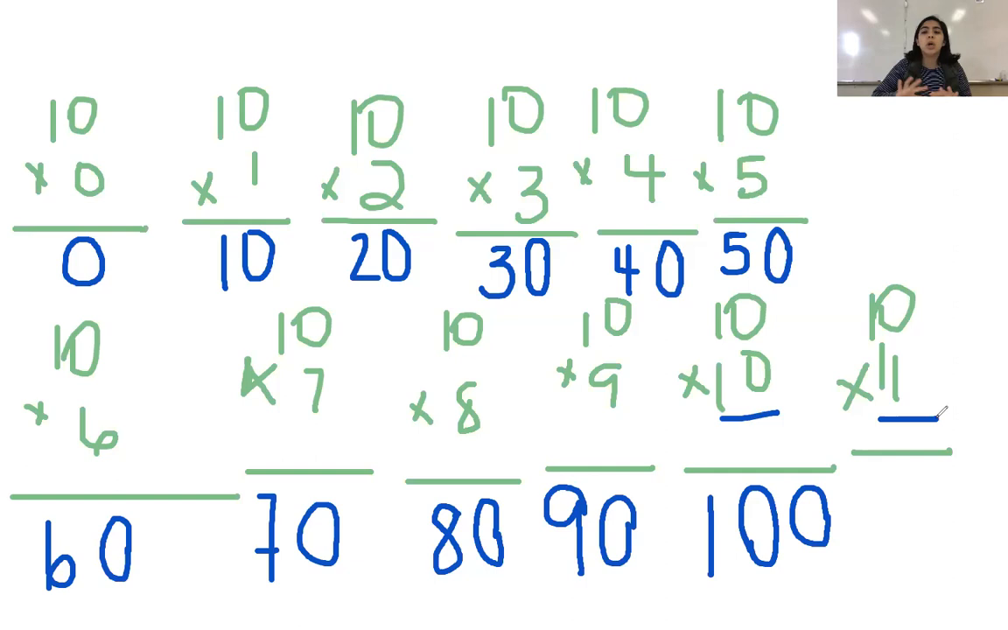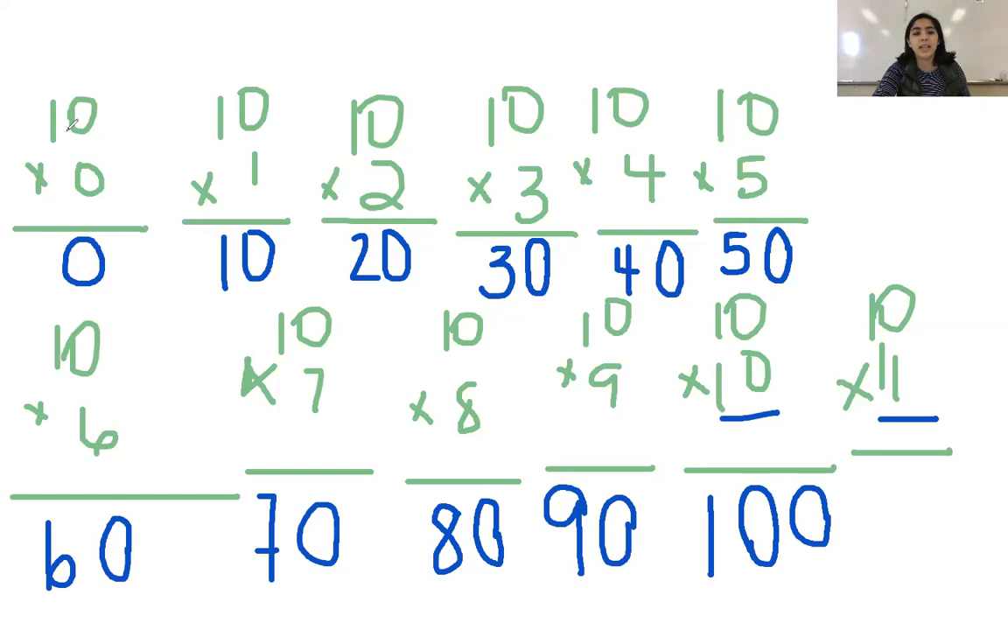Okay, so let's see what the pattern is. It starts at 0, and then it adds 10 every time. So multiplication is also adding the same number over and over and over again.